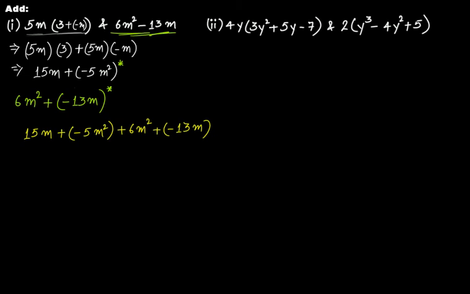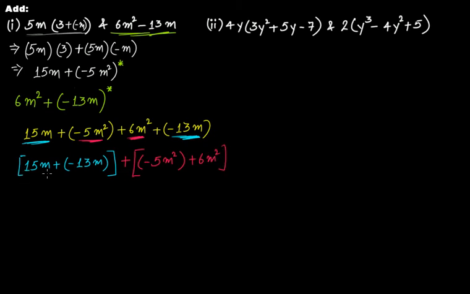Now if you look at this term, that is 15m, and this term, that is minus 13m, these two are like terms because they have the same algebraic factor, that is m and m. So 15m plus minus 13m within the bracket. Then if you look at this minus 5m squared and 6m squared, these are also like terms because they have the same algebraic factor. So plus minus 5m squared plus 6m squared. If you solve it, this is 15m. If you open the bracket, this will become minus 13m. So 15m minus 13m means 2m, then plus minus 5m squared plus 6m squared means m squared.